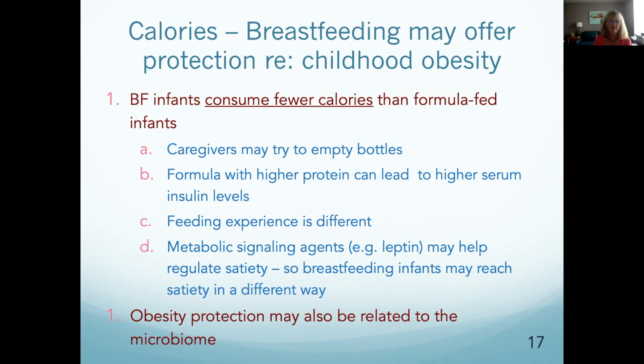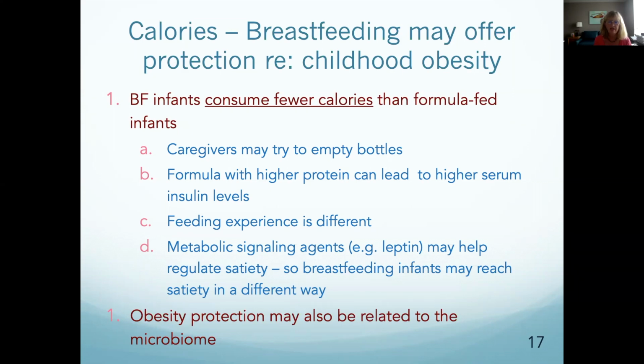Okay, so the other thing is the feeding experience is different. One of the videos I have for you, I really want you to take a look at. I'll talk about it in a minute. With the bottle, oftentimes the nipples are bigger and the baby may sit up or may lay down, and just the whole experience is different and may cause them to consume more.